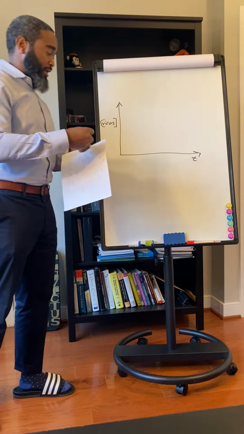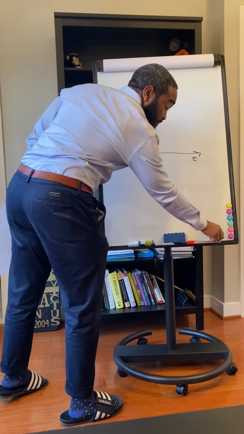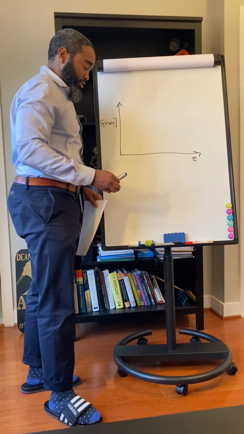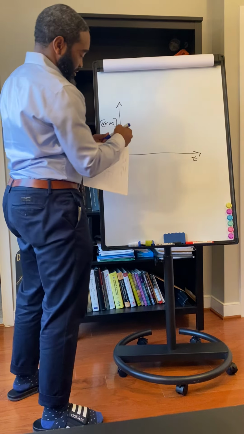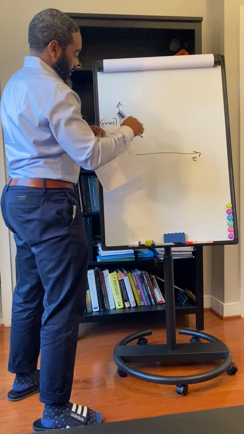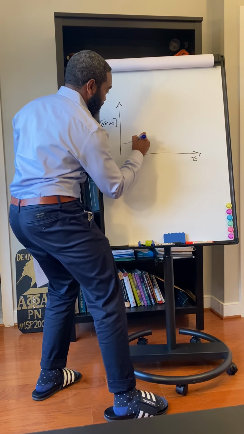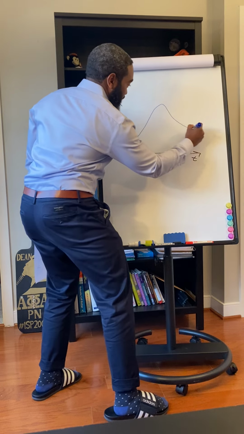So what's going to happen is that over time, the amount of virus in your body is going to change. So I'll draw that here. This is going to be the curve, which essentially is going to start off low, spike, and then drop down.